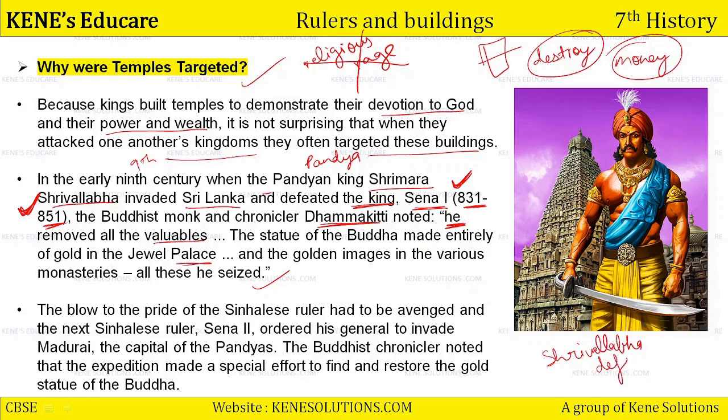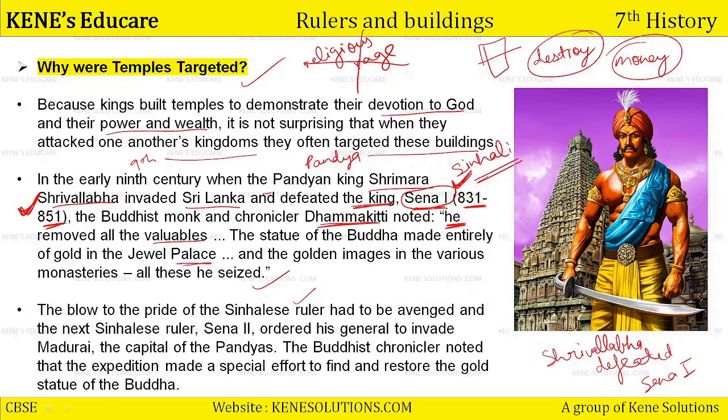Sri Vallabha defeated Senavan, and after defeating him, he took all the gold valuables. बुद्ध का सोने का स्टैचू भी उठा लाए थे वो इंडिया में. The blow to the pride of the Sinhalese ruler had to be avenged. Sinhalese ruler मतलब Senavan was actually the ruler of the Sinhali kingdom. इनके kingdom को ही Sinhali kingdom बोला जाता था.